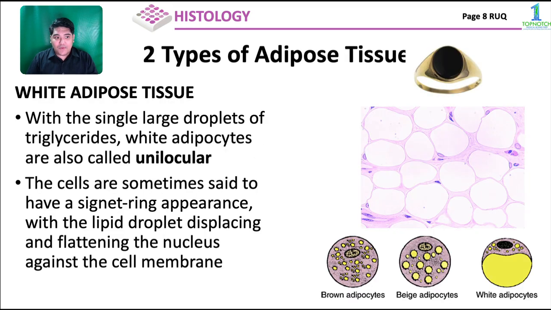There are two types of adipose tissue. May white and then may brown. Let's begin with your white adipose tissue. Ang other term neto ay unilocular. So kung mapapansin nyo, unilocular lang siya. And then it has a large droplet of triglyceride. Okay? Ngayon, minsan ang tawag sa cell ng white adipose tissue ay your signet ring appearance, kasi mukha siyang signet ring. Yan. Kung makikita nyo, yung large droplet ng lipid dito, dinidisplace niya yung nucleus. Okay? So that's your white adipose tissue.